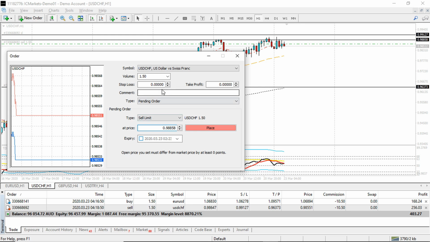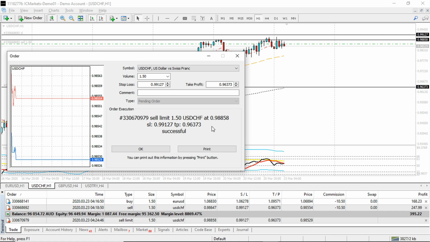So that's in our price, we fill in 0.98858, and then the stop loss remains the same at 0.99127, and the take profit remains the same as well at 0.96373. And then instead of clicking sell by market, in this case all we click on is place, and you click on OK.